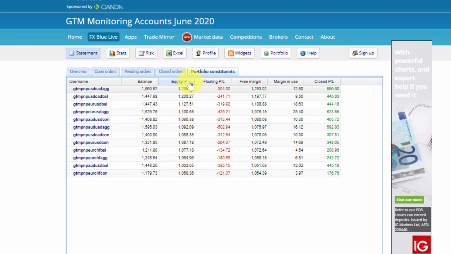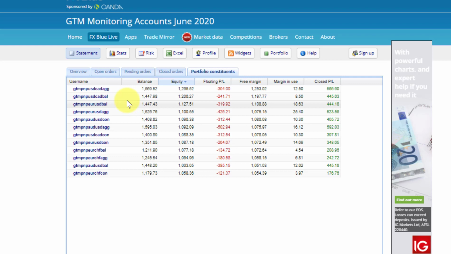You can see they're all positive. They all started with 1,000, and they're all well over 1,000 in balance. But this particular one is the highest. So just read the name: Grid Trend Multiplier, Plug and Play, USD CAD Aggressive. So you immediately know that if you're buying the Grid Trend Multiplier and you're using the Plug and Play version, you should be selecting the USD CAD, and you should be selecting the aggressive settings.